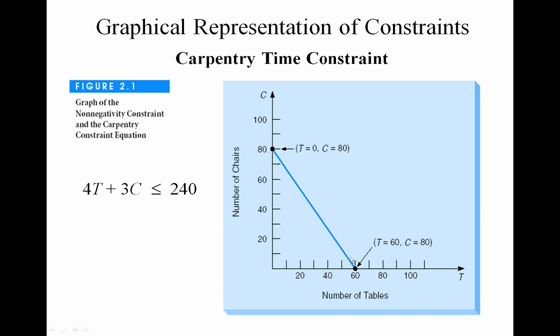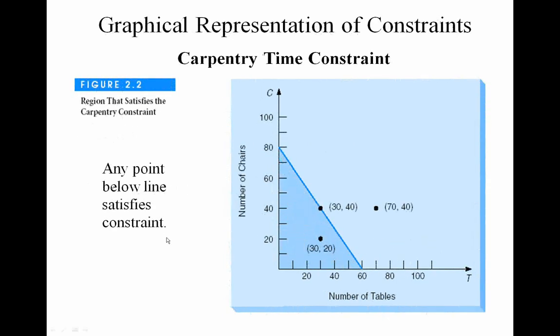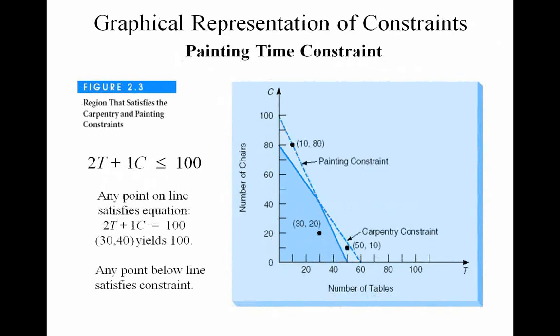Now join these 2 points. So that basically says that any combination that lies on this line exactly uses 240 hours, but it is less than or equal to. So that means any combination on the line and below. That's what that says. Now, just the same way that you did for the carpentry, do the same thing for the painting. When this is 0, that is 2 times T equals 100, so you get that 50 point right there. When this one is 0, you get C equal to 100, that is the other point that you get. So join those 2 points. And again, any point lying on the line and below.